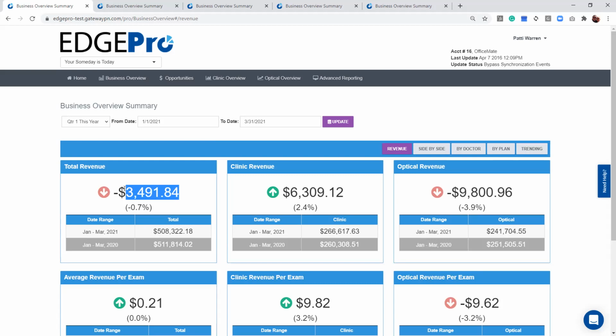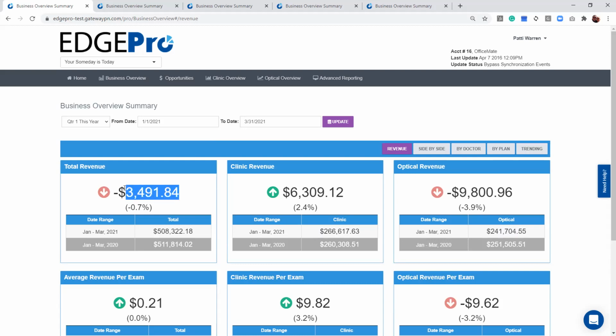Now, Edge Pro says you have one building, but underneath that roof, you have two separate businesses. We call it a clinic business and an optical business. Now, it creates these two separate businesses based off CPT codes and V codes. But at a glance, I can see we've got $508,000 so far that we did this year. It's $266,000 in the clinic. It's $241,000 in the optical.